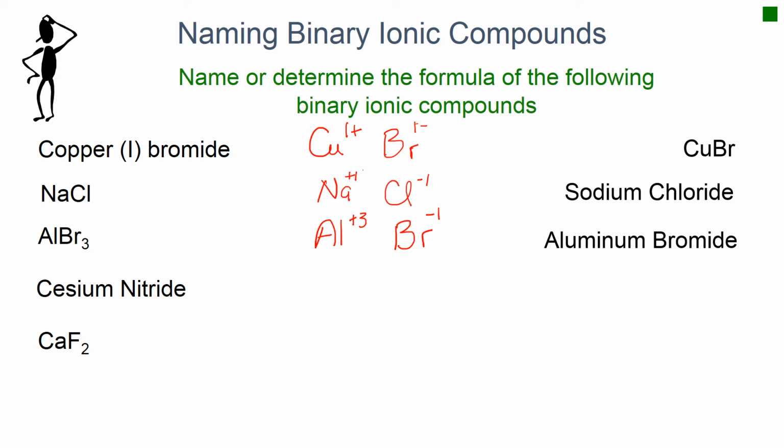Okay. Where's cesium? Gotta search our periodic table for that one. Oh, there it is, hiding down in group 1. So that means it has a 1 plus charge. I'm going to do it 1 plus. Okay. And nitrite. I don't know what nitrite is.